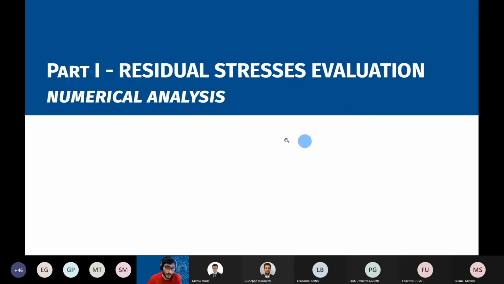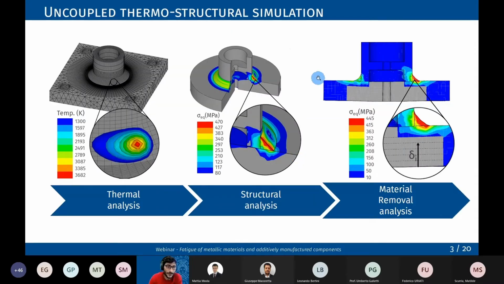I will talk about the numerical analysis and then the validation of this numerical analysis against experimental results. From a numerical point of view, the model, as already briefly described by Mattia, I also use a thermostructural simulation, in this case an uncoupled thermostructural simulation, where you can say the first two images describe the entire analysis. So we have a thermal part and we have a structural part.